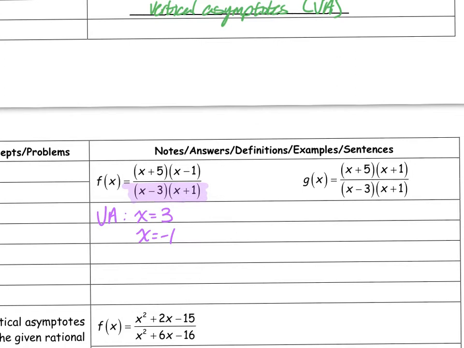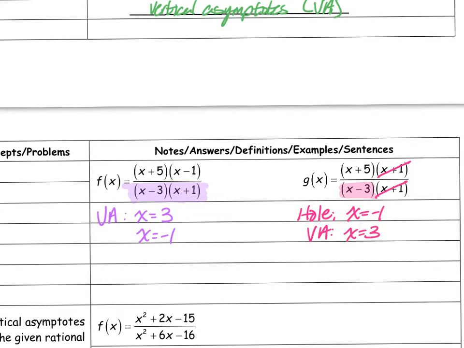Okay, and then for g of x, if we look, I have an x plus 1 on top and an x plus 1 on bottom. So that's canceled out. So that means I have a hole at x equals -1. It's gone. It's canceled. So I have a hole there. And then I have something in the denominator that's not canceled out. Let me highlight that one right here. That's not canceled out. So that means I have a vertical asymptote at x equals 3.